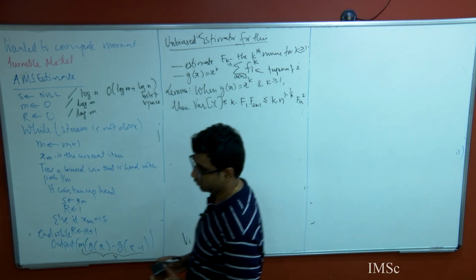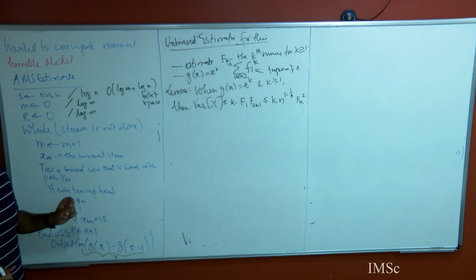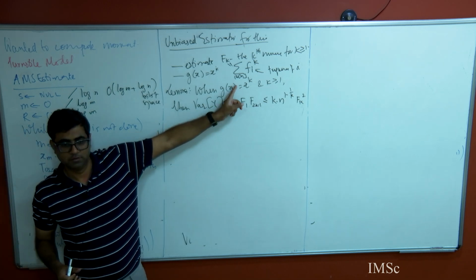For this we are going to use the fact that this function is convex. We'll use that crucially.